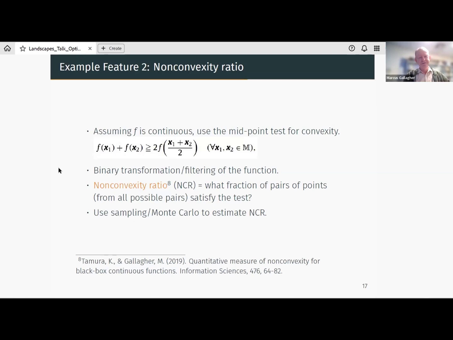And so we said, okay, this leads to this thing called non-convexity ratio, which is really just saying, if you do lots of tests on your function, on your optimization problem landscape, what fraction of pairs of points will satisfy this test from all possible pairs? You don't have all possible pairs, but if you do a reasonable sample, you get a good Monte Carlo estimate of what this value should be.